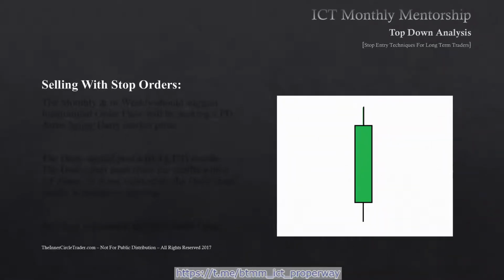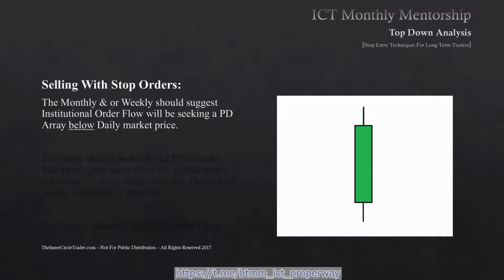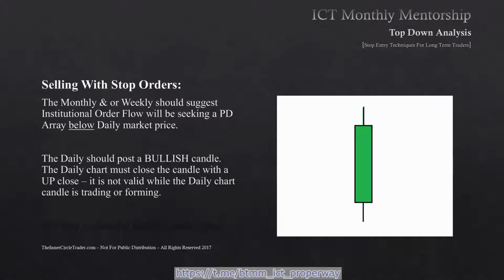Okay, selling with stop orders. The monthly and or weekly should suggest institutional order flow. We'll be seeking a PD array below daily market price. The daily should post a bullish candle. The daily chart must close the candle with an up close, and it is not valid while the daily candle is trading and or forming. The sell stop is placed at the bullish candle's open.